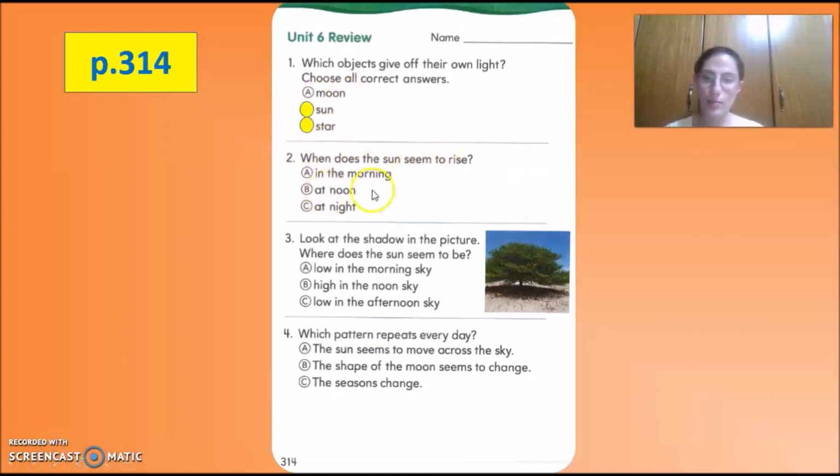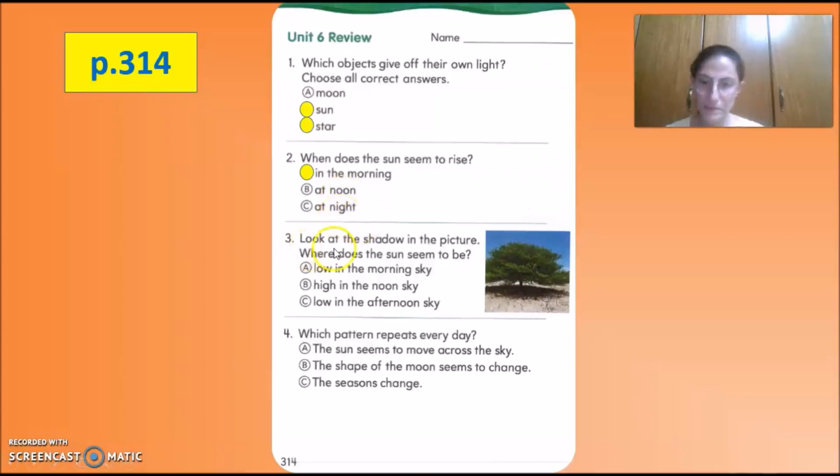A. In the morning, B. At noon, or C. At night? Excellent! Of course, in the morning. Will it seem to rise at noon? No. Or at night? No, at night you won't see it.